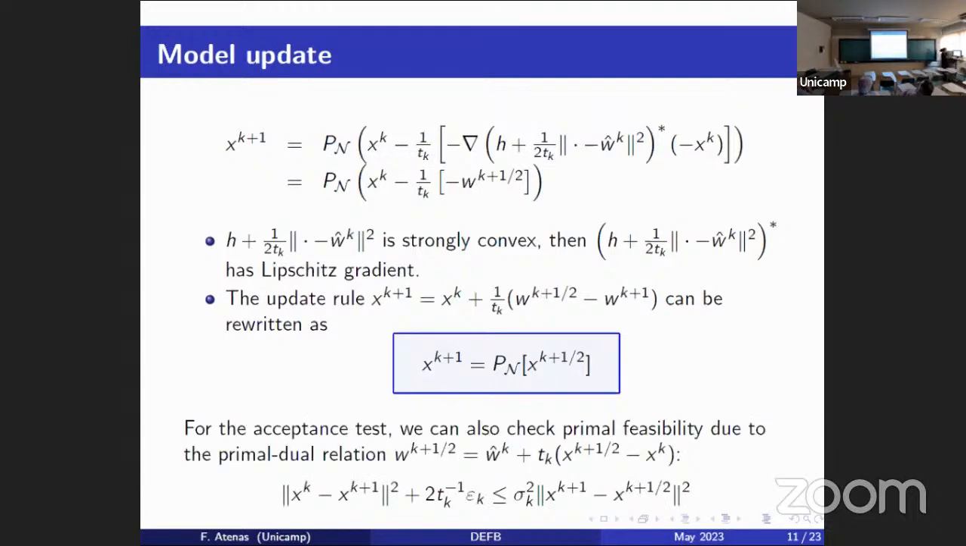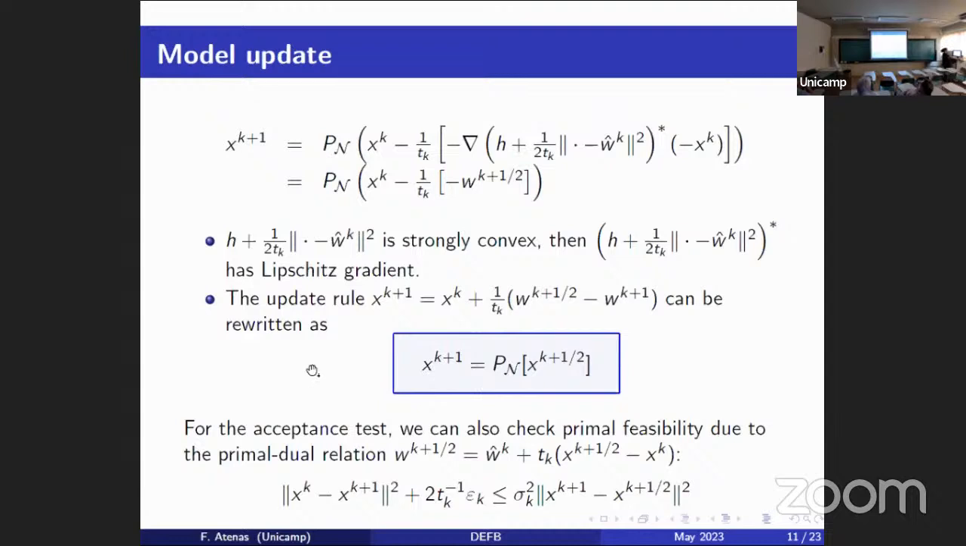Because in the original progressive hedging, we solve the problems for x, right? And then we project. And this is exactly that. We project onto the physical set. And using this identity here, we can rewrite the acceptance test that was originally written in dual terms. You can write it in primal terms. This is just substituting this identity in the acceptance test.